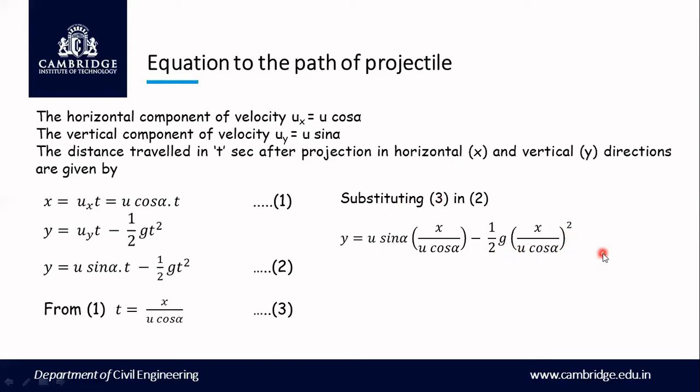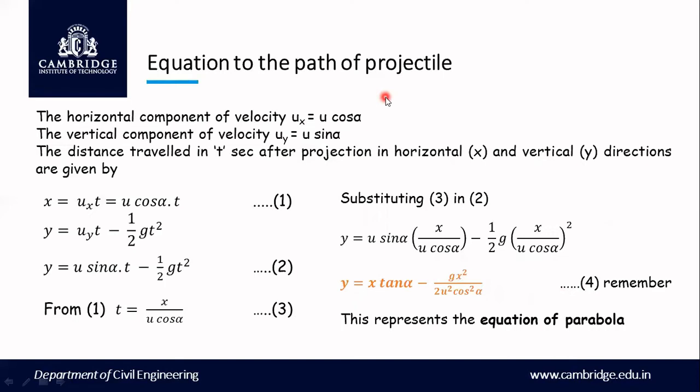Upon solving this equation, I get y is equal to x tan alpha minus gx square divided by 2u square cos square alpha. I call this equation number 4, and it's very important and we need to remember this. This particular equation is the equation for the path of the projectile, and this resembles the parabolic path. So this forms the basis for the projectile: y is equal to x tan alpha minus gx square divided by 2u square cos square alpha. So this represents the equation of a parabola.